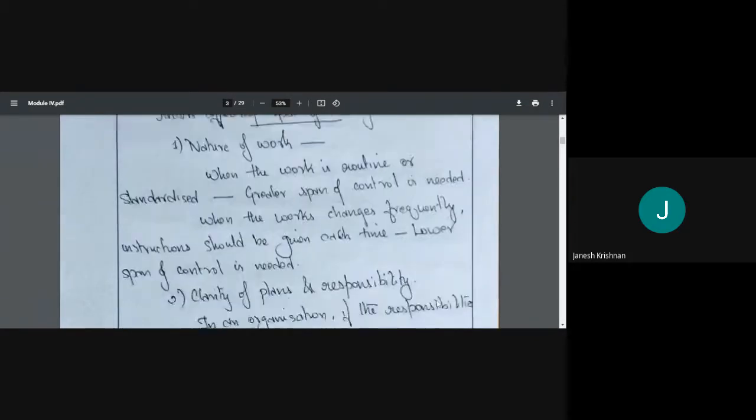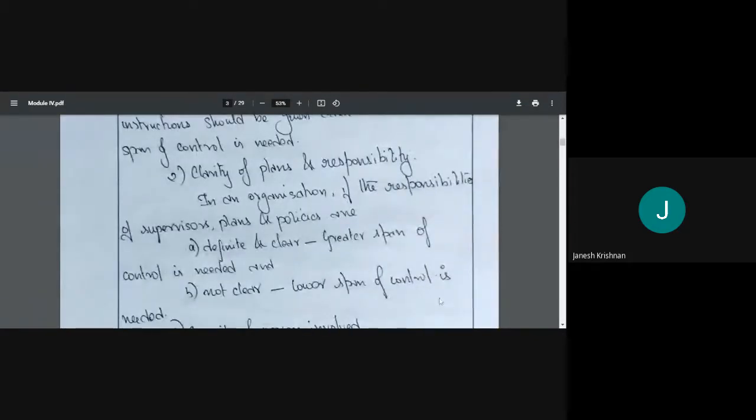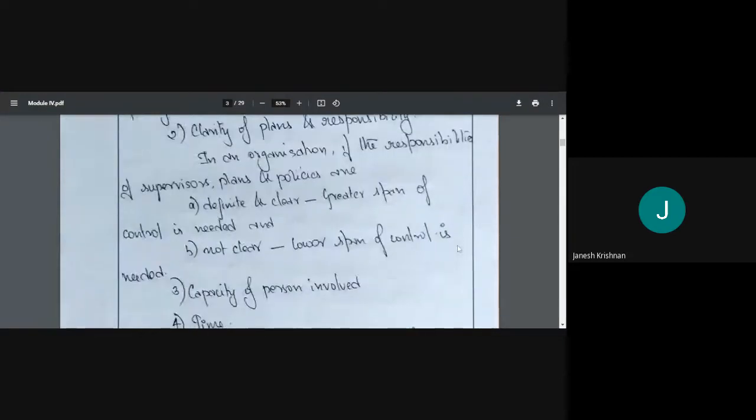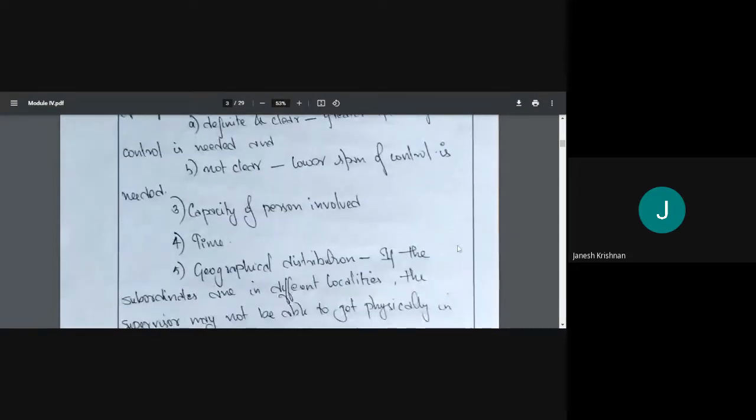Then clarity of plans and responsibilities. That is, if we are sure about the responsibilities of the supervisors, and what the plans and policies are, we can have a wider span of control. And if it's not clear, we have to opt for a lower span of control. The capacity of the person involved. That is, what kind of supervisor are you? Can you do it? If we can, we can have a wider span of control. But if we are not able to do that, then we will be forced to go for a narrow span of control.